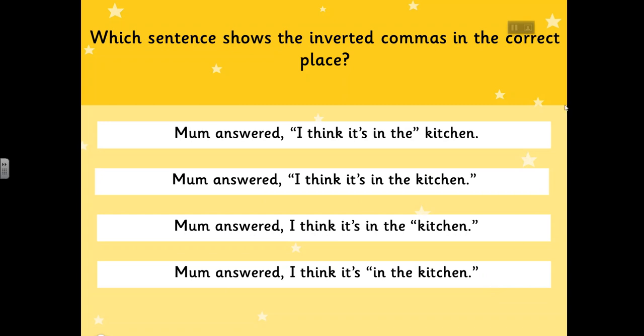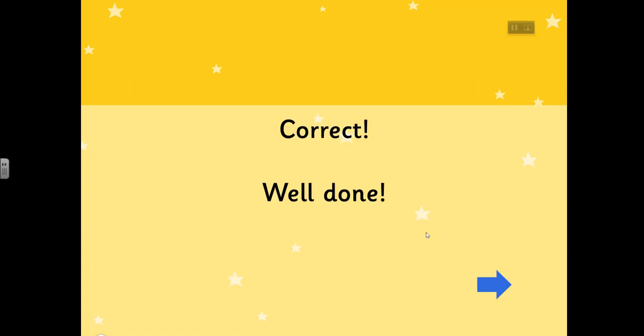Once again, I'll read the sentence, pause the video to work out the correct answer. Mum answered, "I think it's in the kitchen." Did you get it? Mum answered. Answered is the synonym for said. And the words that she said were, "I think it's in the kitchen." I can see a full stop and a capital letter, and I can see inverted commas. Mum answered, "I think it is in the kitchen." Well done.